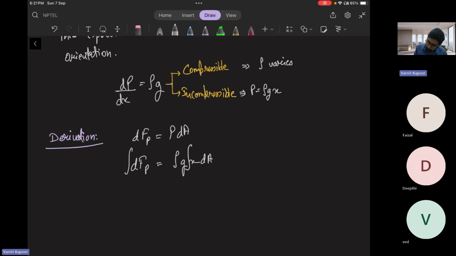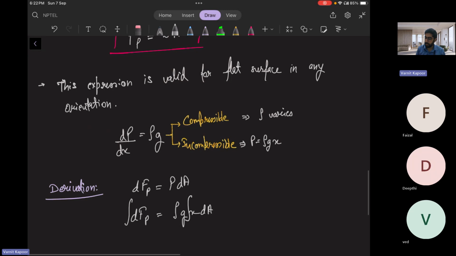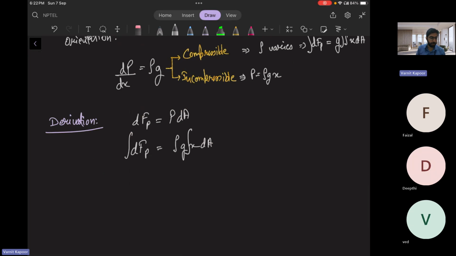And now you integrate. It's an incompressible fluid, so we are assuming that density doesn't vary. That is why density is outside the integration. If density varies, then this density will be inside the integration. So what do I mean by this? If density varies, then in the dFp integration, g will be outside and rho x dA will be inside. So rho g is nothing but W, the specific weight, and what is x dA?